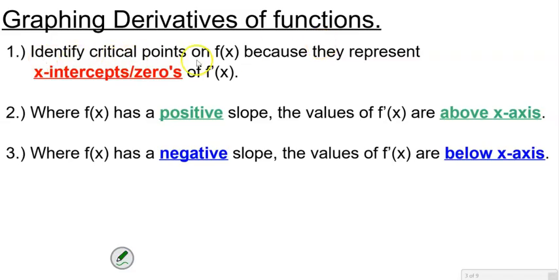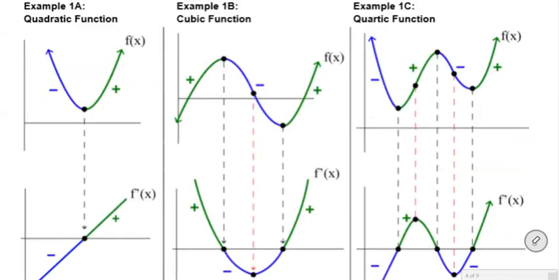We're going to identify the critical points on f of x because they represent the x-intercepts and the zeros of the derivative. That's what f prime of x is, okay? And where f of x has a positive slope, the values of the derivative are above the x-axis, and we're going to talk about this a lot. And where f of x has a negative slope, the values of the derivative are below the x-axis. Now we're going to look at some graphs, okay?